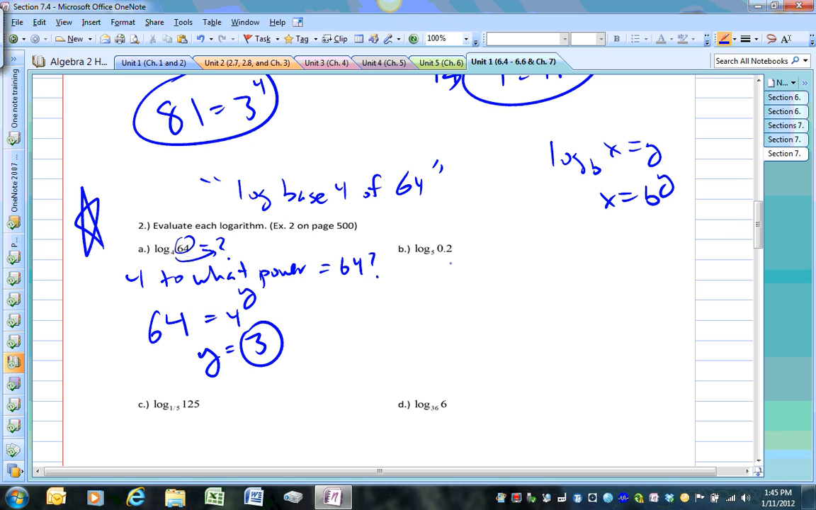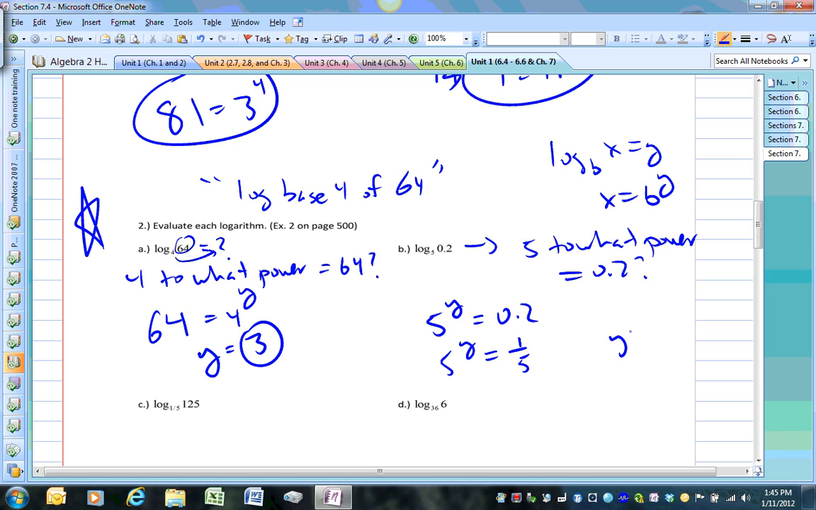Here, log base 5 equals 0.2. So 5 to what power equals 0.2? So 5 to the y equals 0.2. We know 0.2 is 1/5. So y has to equal -1, because if you raise 5 to -1, you would get 1/5. So instead of actually doing powers like 5 squared is 25 and 5 cubed is 125, we're actually going backwards now. We're trying to figure out the exponent. We know what the base is, we know what the power equals after it's worked out, but what is the exponent? So it's like trying to find the exponent if you think about it.